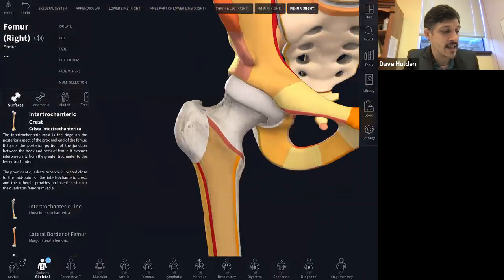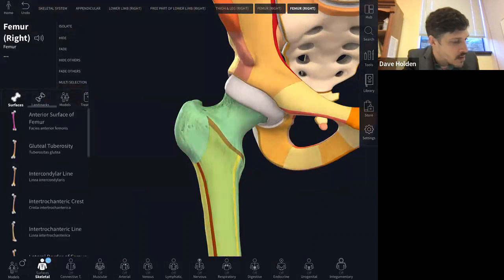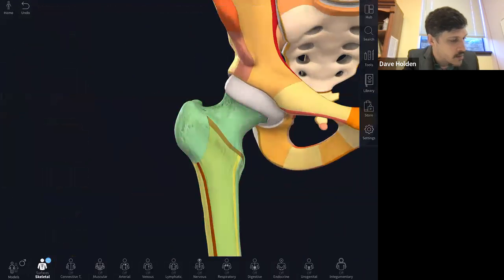Intermedius and medialis will both start, oops. Bink, nope, come on thing.